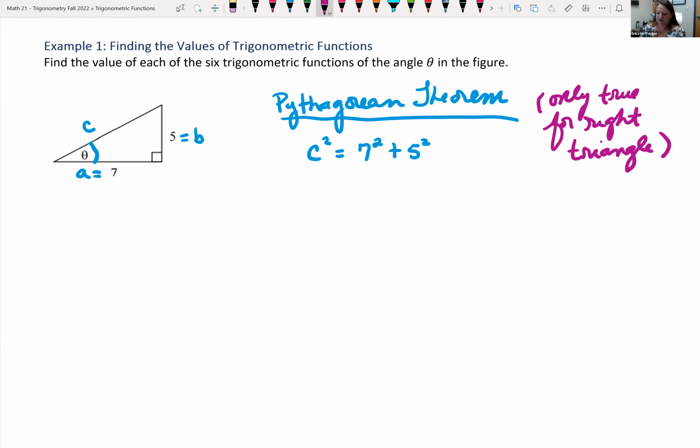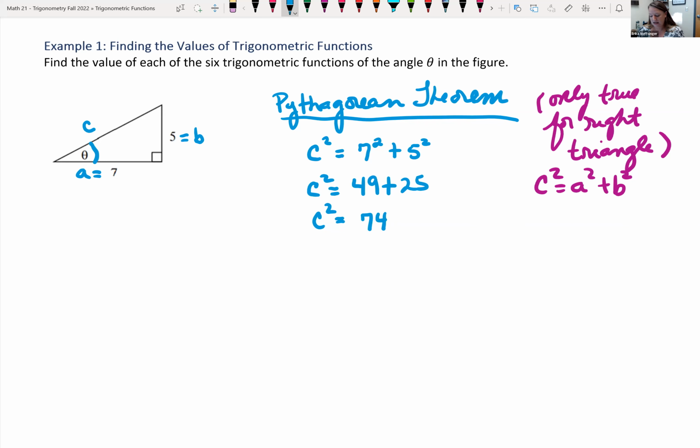And I threw in our information here, but the Pythagorean theorem says that C squared is equal to A squared plus B squared, where C is the hypotenuse and A and B are the legs. So let's solve for C here. So we have C squared is equal to 7 squared, which is 49, plus 5 squared, which is 25. So C squared is equal to, summing this, we get 74. And taking the square root of both sides, we can find out what C is.